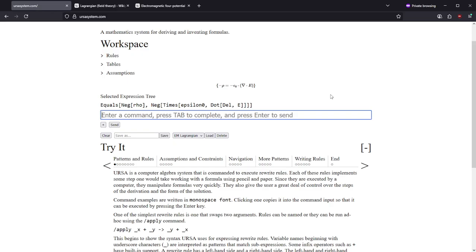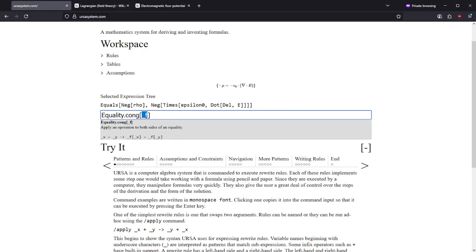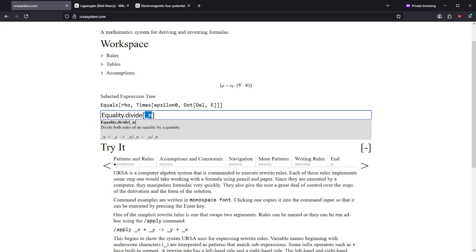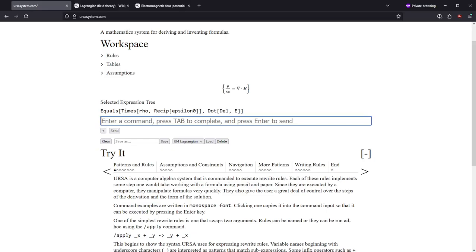The easiest way to do it right now is to use the congruence rule, which I also used in earlier videos. The Kong rule applies a function to both sides of an equality. So if I use that here, we get double negations on both sides. And then if I use simplify, it'll just eliminate those double negations. Then I can divide both sides of the equality by epsilon naught and simplify. And we've got that the divergence of E is rho over epsilon naught, which is Gauss's law.